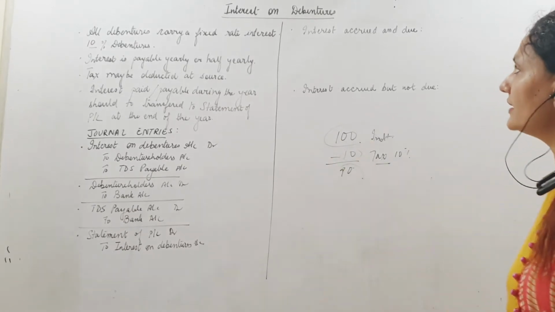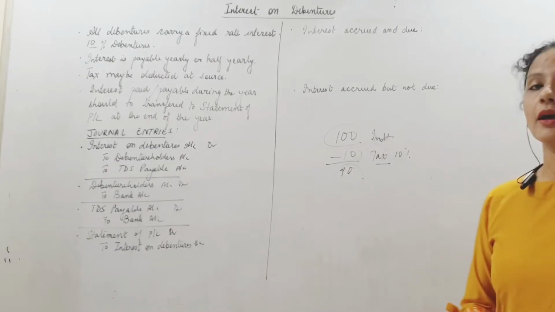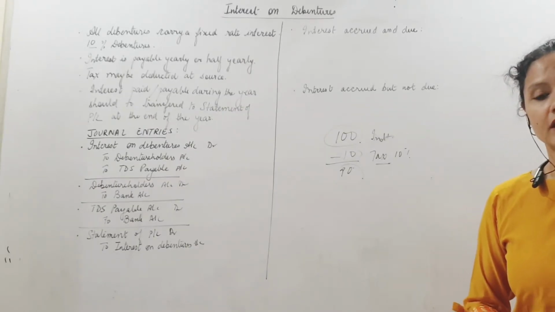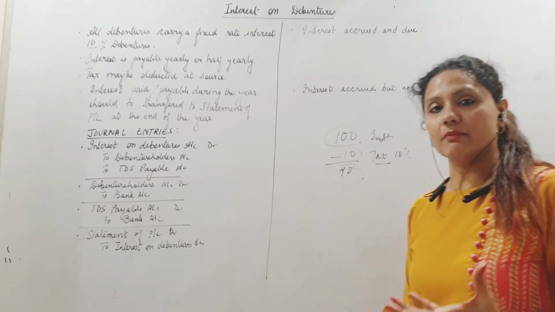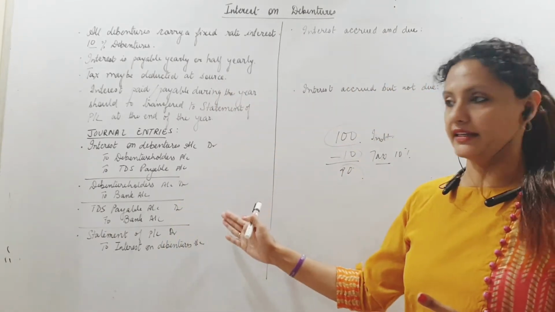Now coming to interest accrued and due, and interest accrued but not due. Now all these interest amounts payable, say if we have already paid it, it's there in the entry, right?